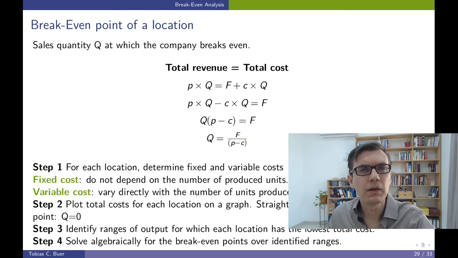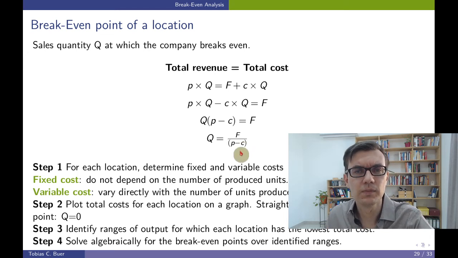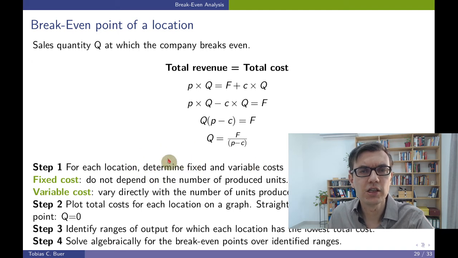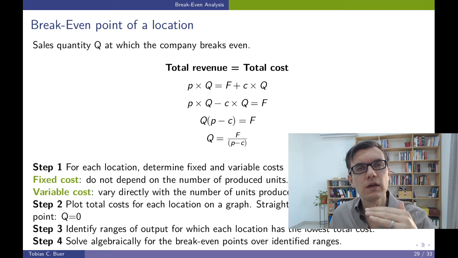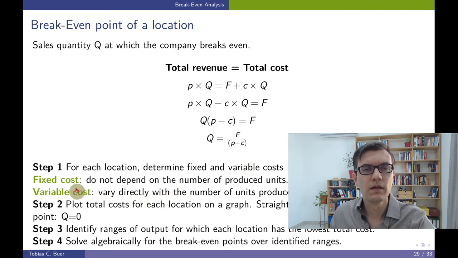And now we can apply this for a location. So for each location, we have to determine the fixed cost and the variable cost. Fixed cost could be, for example, rent. Variable costs could be related to transportation costs, maybe different prices for our labor. Important is that the variable costs depend on the number of products sold, and the fixed costs are independent of the number of products sold.